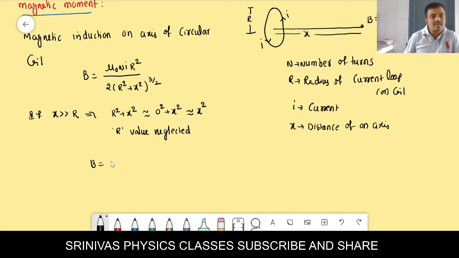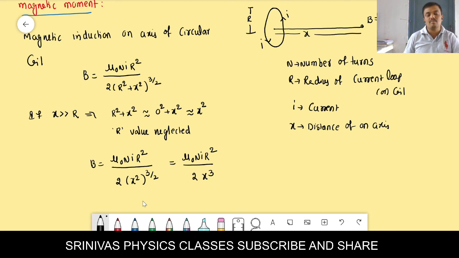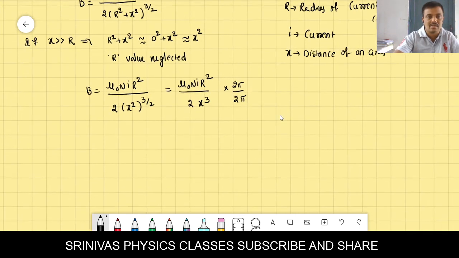Now B is equal to mu naught N I R square by 2 of (R square plus x square), and we write only x square, that is x square whole power 3 by 2. Let us simplify some more: mu naught N I R square by 2 into x square whole power 3 by 2, which gives 2 into 3 by 2, so x cube. Now the next step is that I have to multiply with 2 pi and divide with 2 pi. What is the reason? I will explain in the multiplication and division.